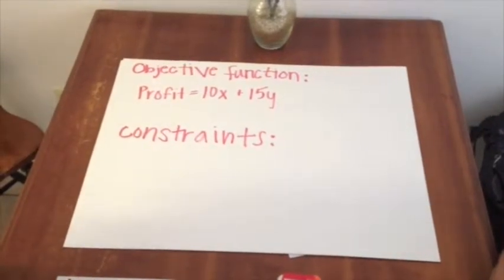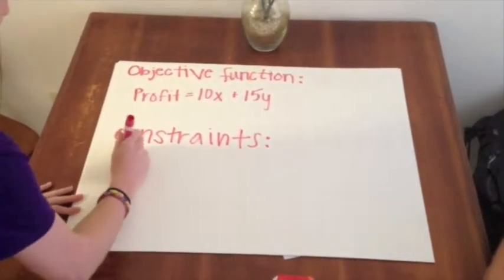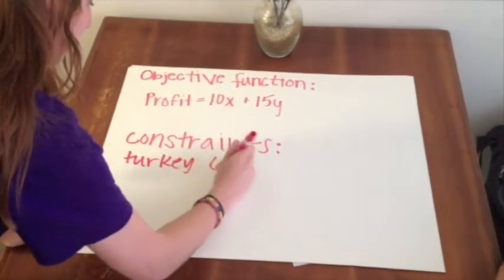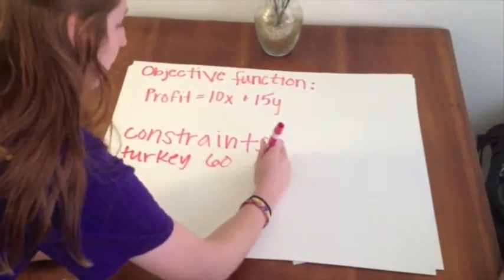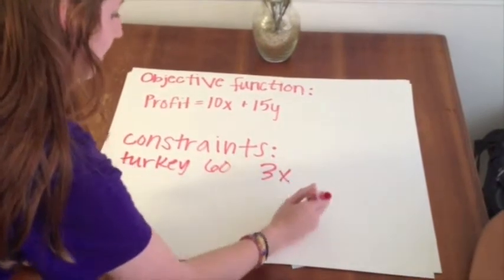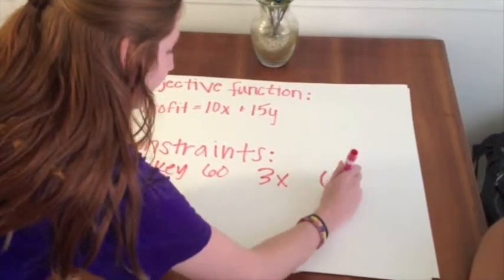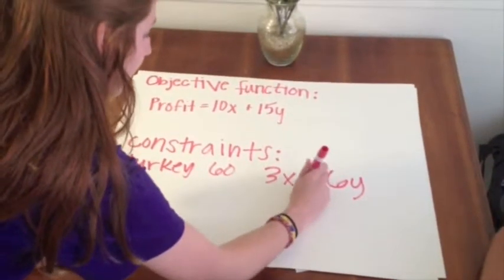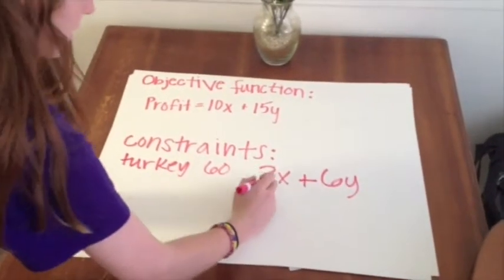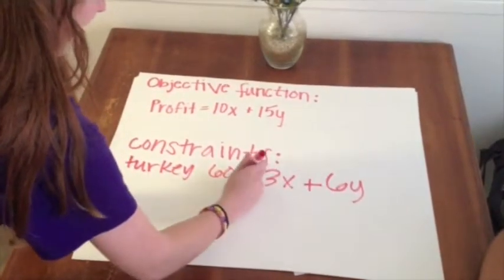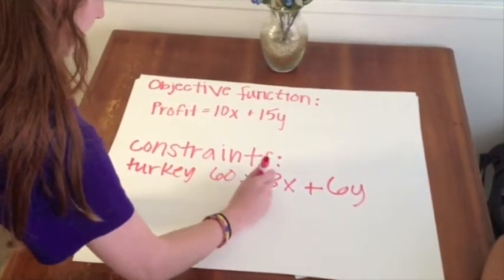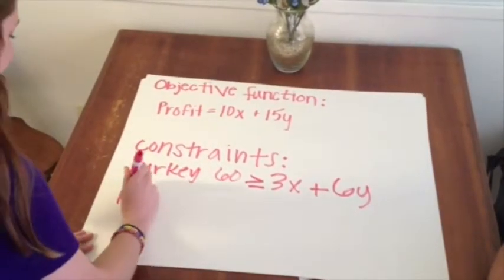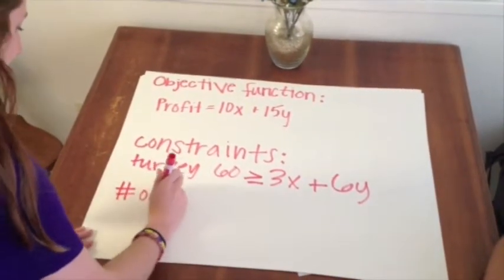Constraints. The first thing that limits us is the amount of turkey we have. We only have 60 pieces of turkey, and we can use 3 to make the single sandwiches and then 6 to make the double-decker sandwiches. So together, the amount of turkey we use for the single and the double has to be less than or equal to 60.